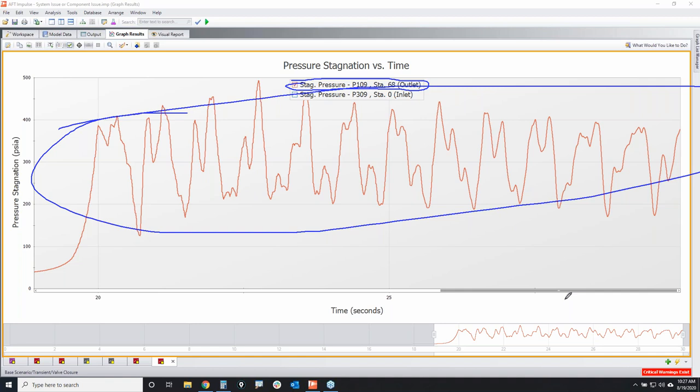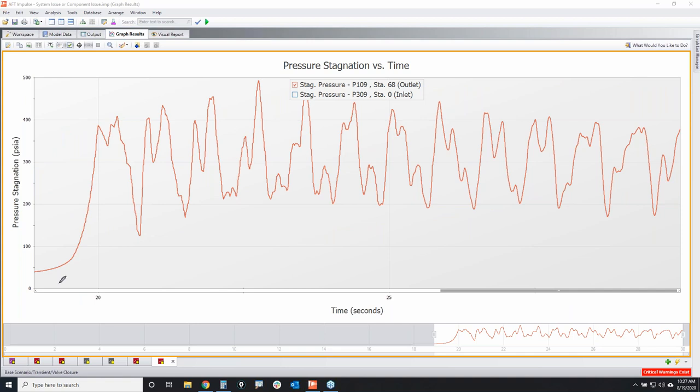As that valve is closing, here's the interesting thing. I closed that valve over 20 seconds. You know, that could be a long time. But here's the problem. This valve, nothing really happens until the last second or two of valve closure.